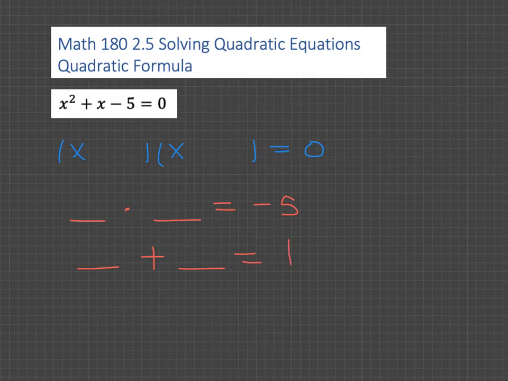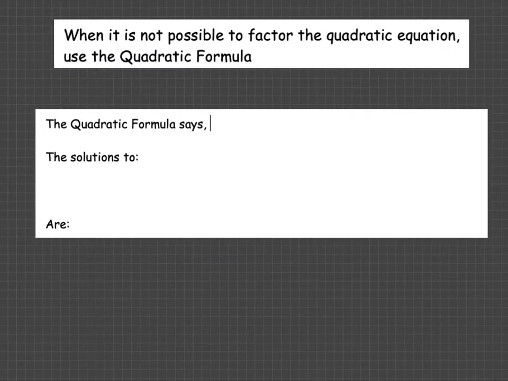Well, the only things that multiply to -5 would be -1 and 5, which do not add to 1, and the other combination that would multiply to -5 would be -5 times 1, which doesn't add to 1 either. So factoring is not possible. When it's not possible to factor a quadratic equation to solve it, we use the quadratic formula.